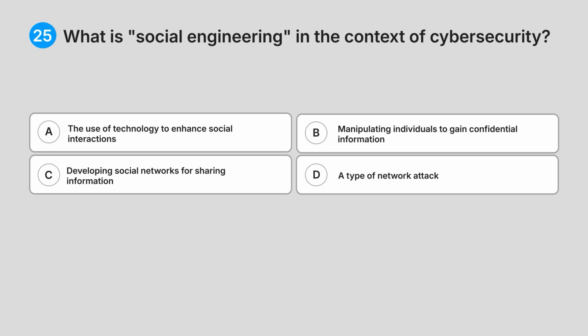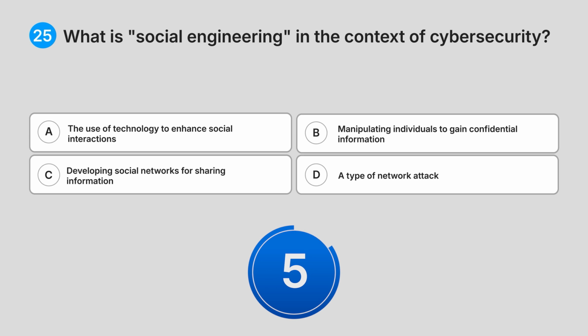A. The use of technology to enhance social interactions. B. Manipulating individuals to gain confidential information. C. Developing social networks for sharing information. D. A type of network attack. What do you think is the answer?